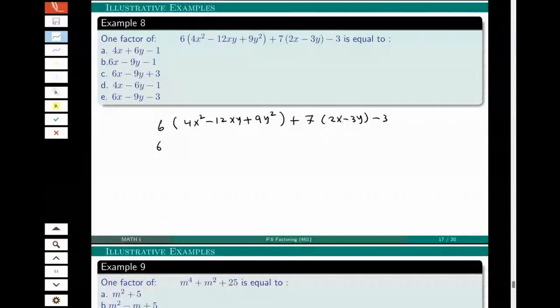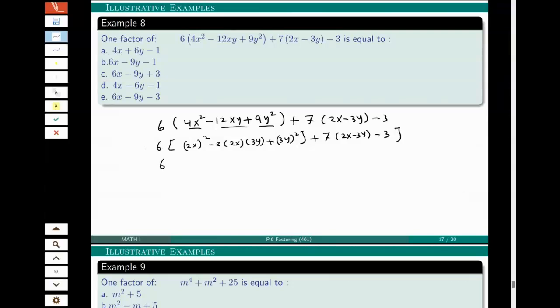That's why. Anyway, here we have to notice these are three terms and this is a complete square. Because that is 2x all squared minus 2 times the first, which is 2x, times the second, which is 3y, plus 3y all squared. So that will be 7 times 2x minus 3y minus 3. So that will be 6 times 2x minus 3y all squared plus 7 times 2x minus 3y minus 3.